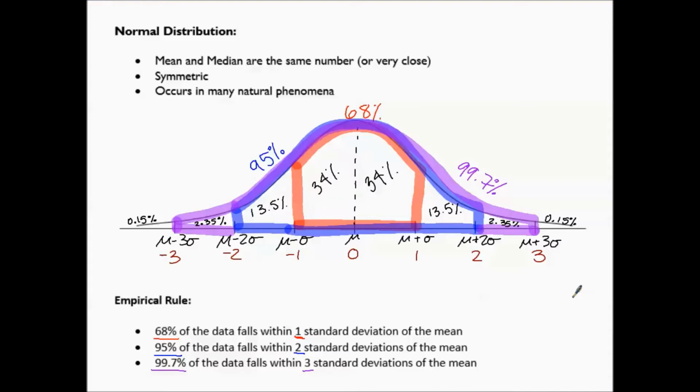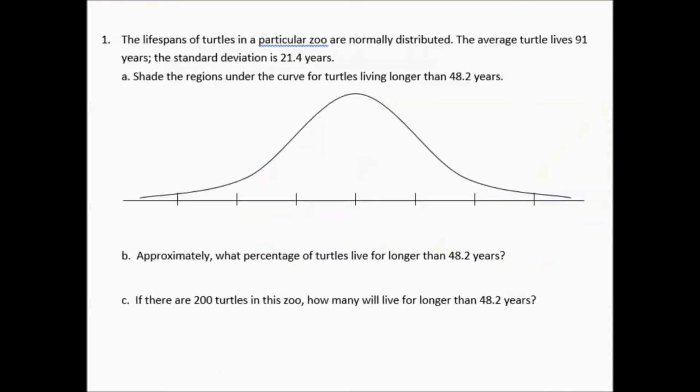Now we are going to use the empirical rule to estimate some percentages. The lifespan of turtles in a particular zoo are normally distributed. The average turtle lives 91 years with a standard deviation of 21.4 years. Shade the regions under the curve for turtles living longer than 48.2 years. So, we know the mean, we know the standard deviation. Let's label our normal curve.